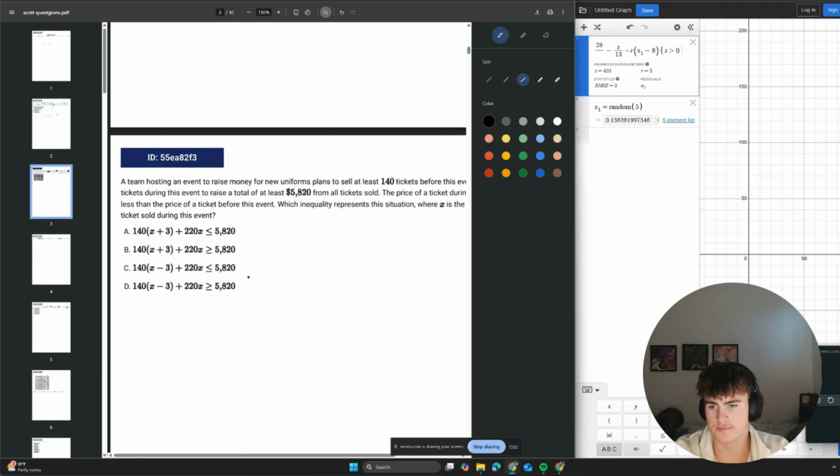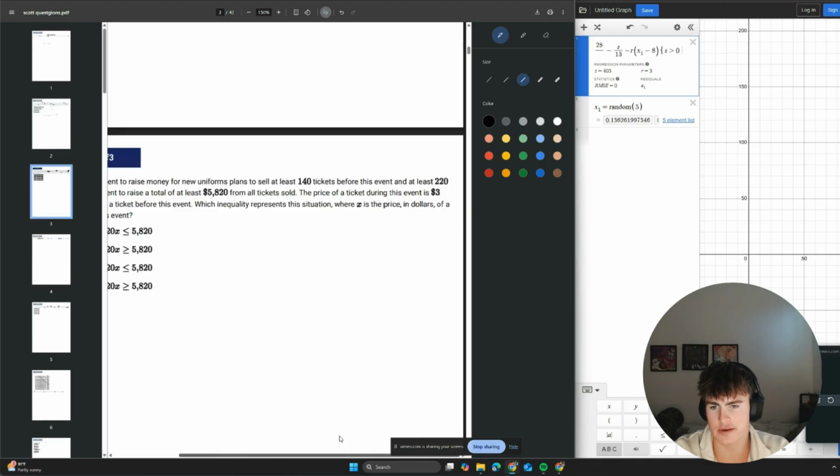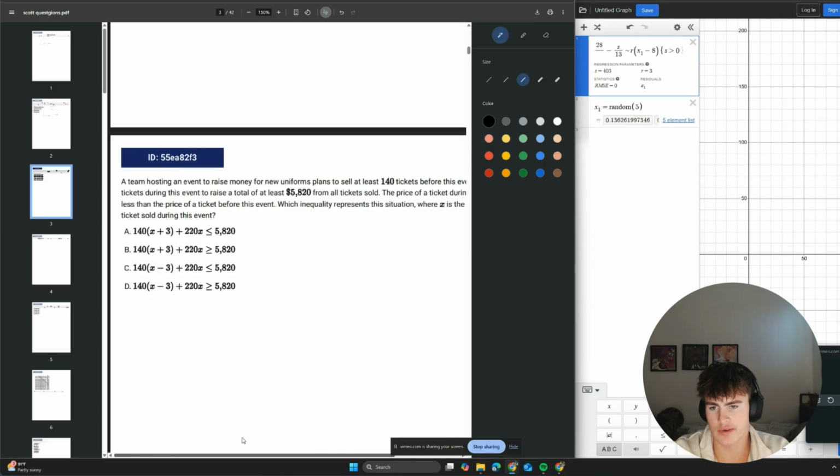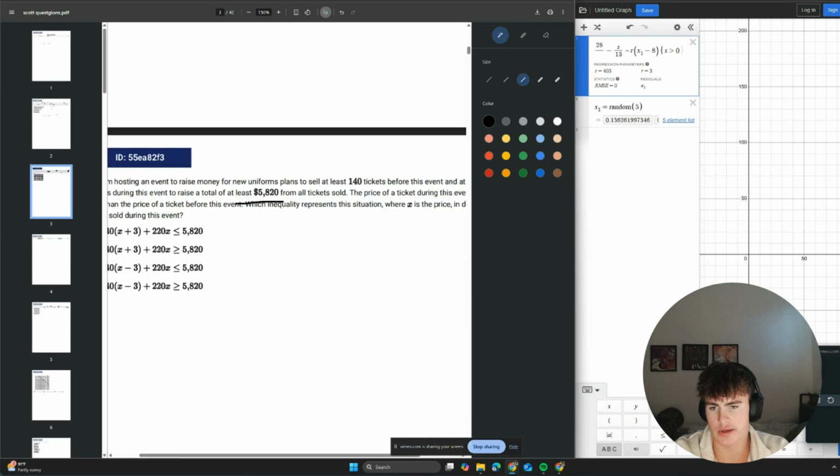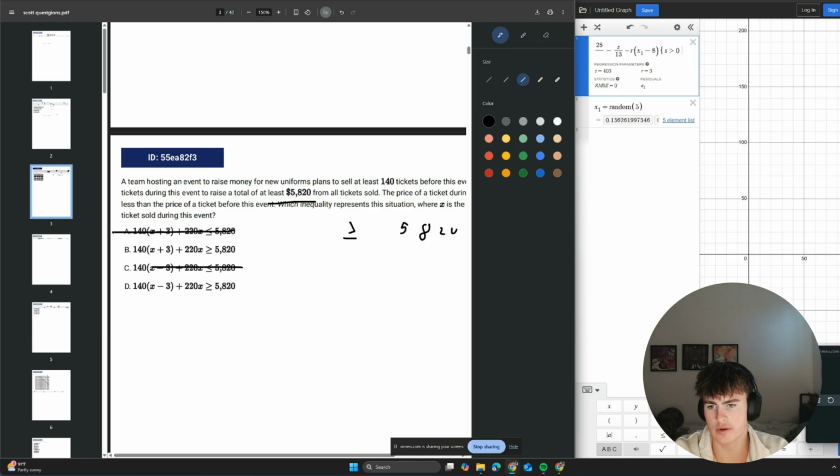Okay, this one. A team hosting an event to raise money for new uniforms plans to sell at least 140 tickets before the event and at least 220 during the event to raise a total of at least 5820. So at least 5820 means it'd be like this. So I can eliminate this one and this one. Think of it like this: the left side has to be at least 5820 or bigger. So this side's always going to be bigger, like most of the time.